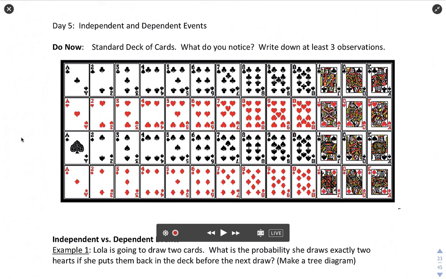This podcast is on independent and dependent events. We'll start with some card problems, so we'll take a look at what a standard deck of cards looks like. What do you notice? Write down at least three observations.